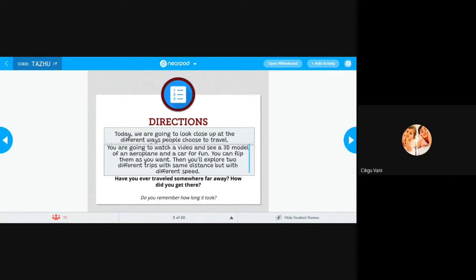We have two 3D models. Both of the models korang boleh pusing-pusing, boleh flip it, up and down, right and left. You can check it for yourself. Lepas tu cikgu nak kamu explore two different trips with the same distance but with different speed. Kita akan lihat nanti ya. And then I just want to ask you a question. Have you ever traveled somewhere far? Ada tak paling jauh mana korang pernah pergi?